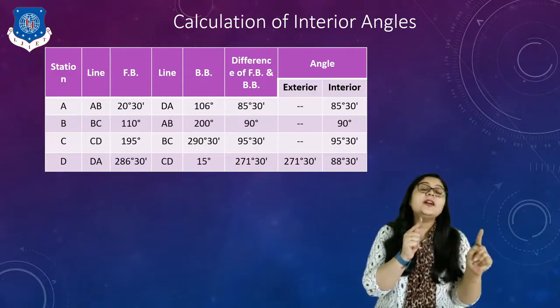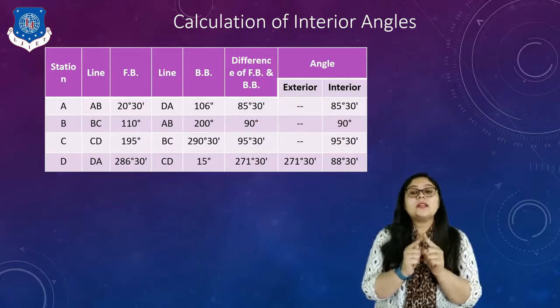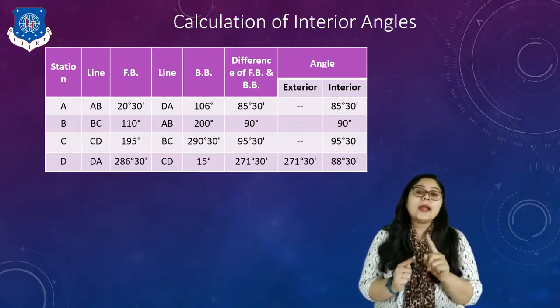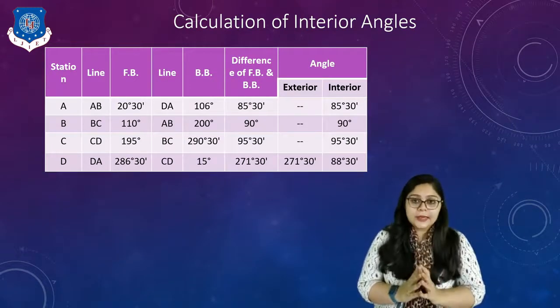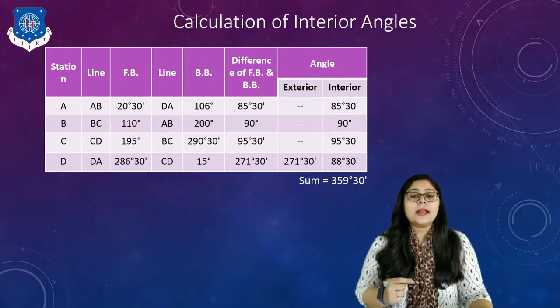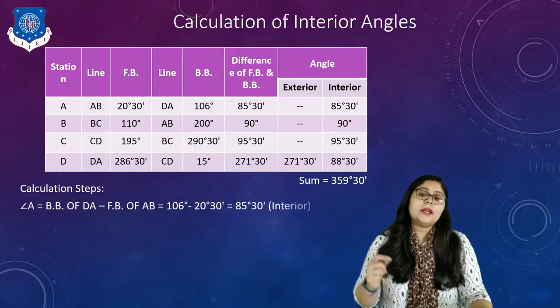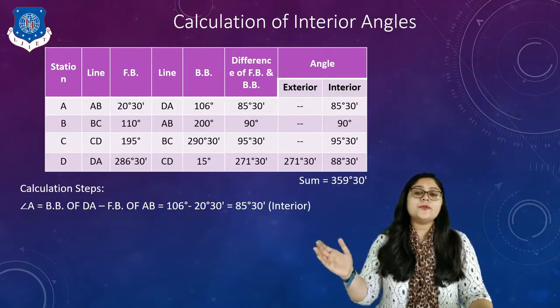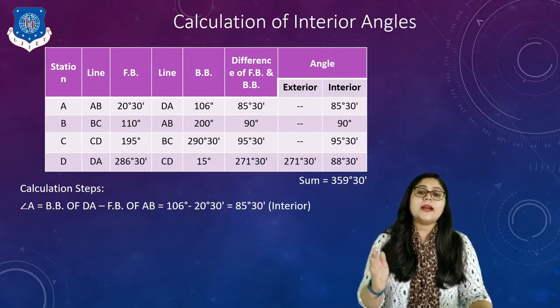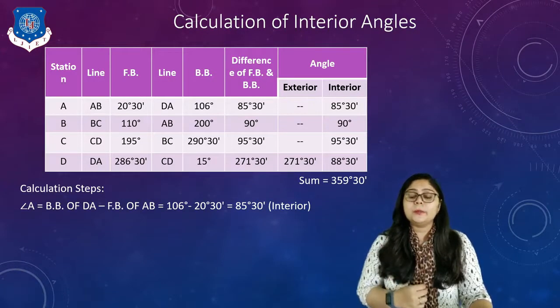It means your point D. That is why you are mentioning your line DA, and from your given table you are taking the back bearing of line DA in this table, right? Here you can see that the calculation is in such a way that angle A can be calculated by simply back bearing of DA minus fore bearing of AB. It means the answer is 85 degree 30 minute.